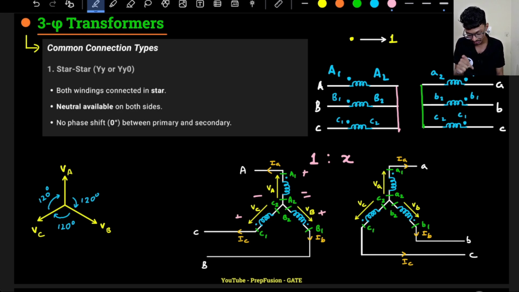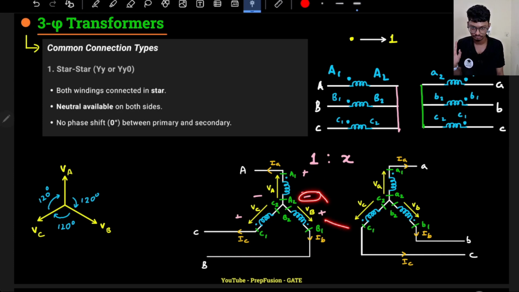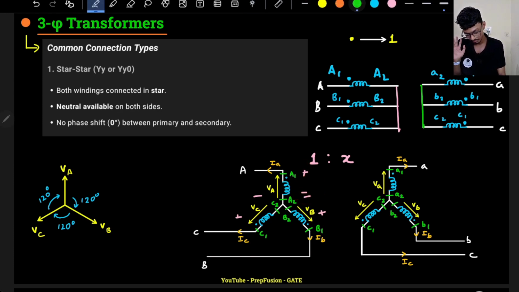So here if I write, what is my VAB? If I apply KVL basically, or you can directly write, VAB will be VA minus VB, correct? Because this is plus, this is minus. So my VAB will be VA minus VB.